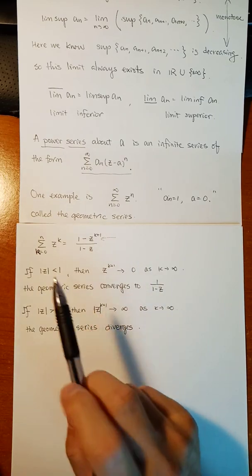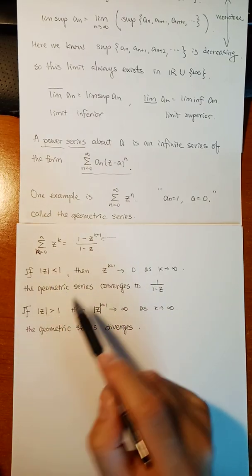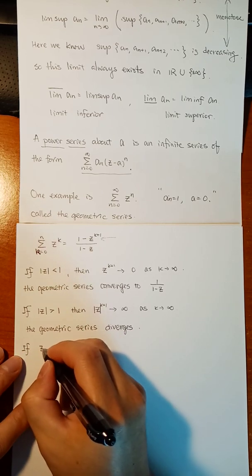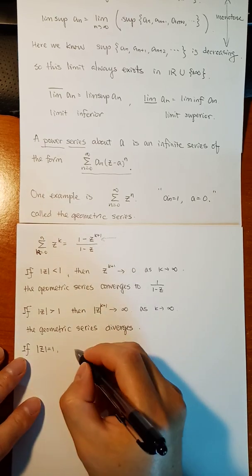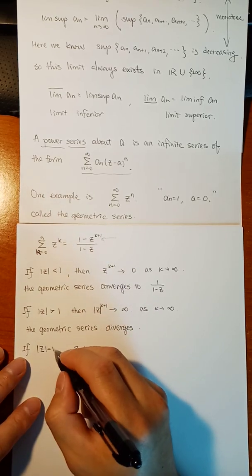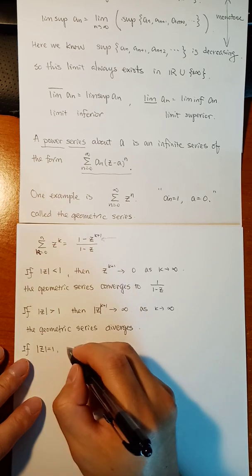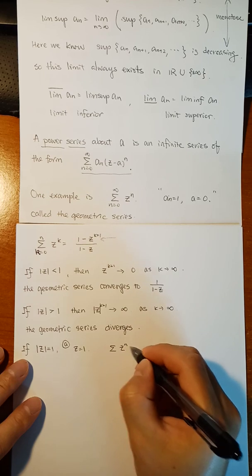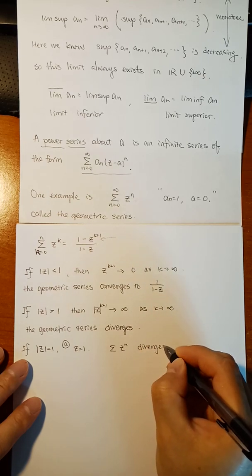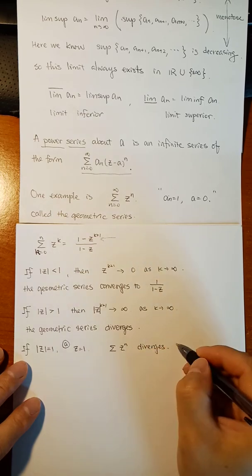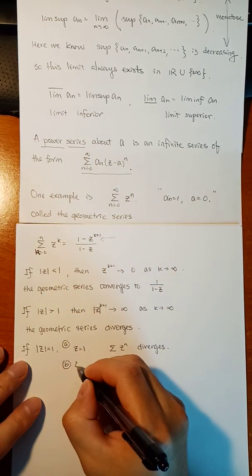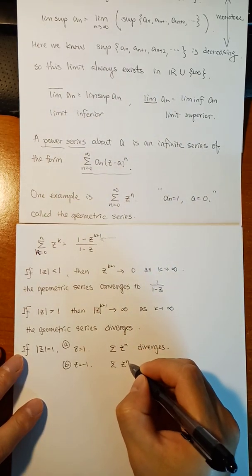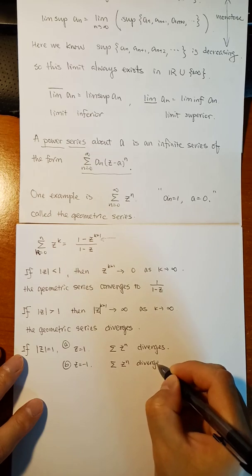And the case where the absolute value of z is equal to 1: there are two cases. Either z is equal to 1, and this series diverges, right? It is just infinity. If z is negative 1, you will have plus minus 1. It also diverges. It does not converge to any place.